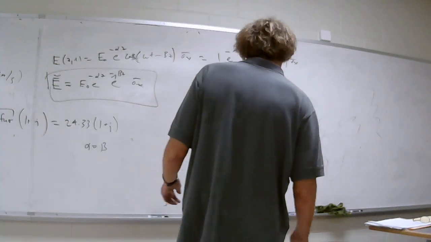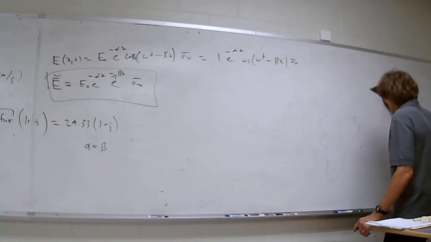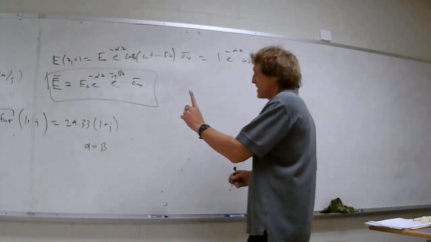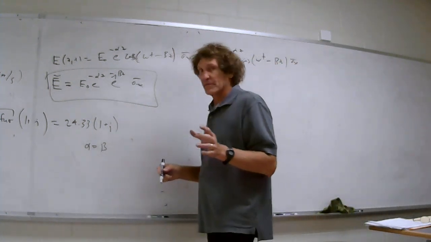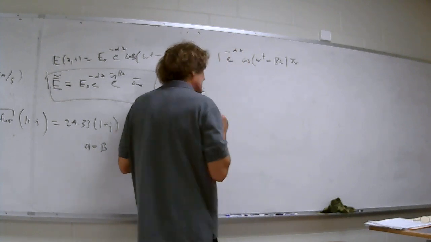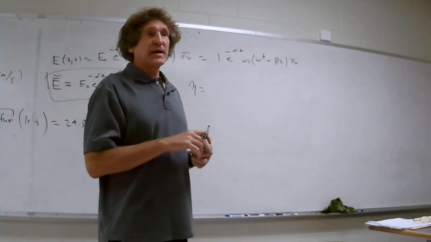Back to this thing. It's interesting. All right, I have the E field. You all agree I have the E field. Now, I need eta. How do I get eta, the intrinsic impedance? Class, don't forget this one. I won't give this to you. How do we get it?